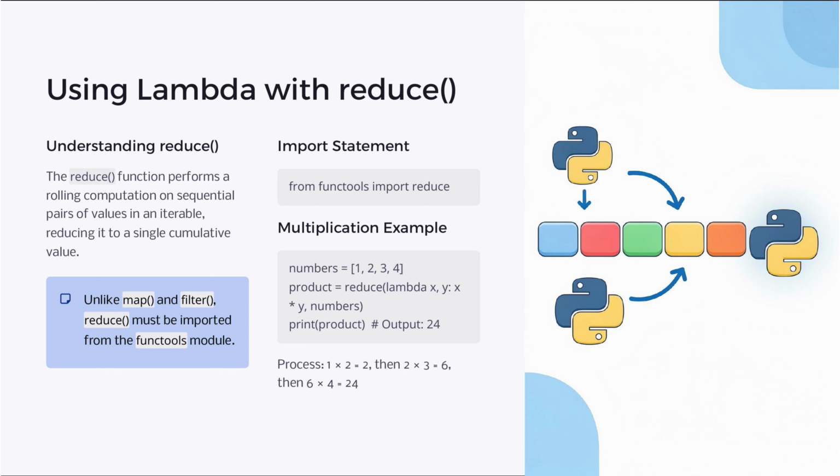The reduce function, imported from functools, performs a rolling computation on sequential pairs in an iterable, reducing it to a single value. For example, multiplying numbers 1, 2, 3, 4 with reduce(lambda x, y: x * y, numbers) results in 24. This process involves multiplying 1 by 2, then 2 by 3, and finally 6 by 4.